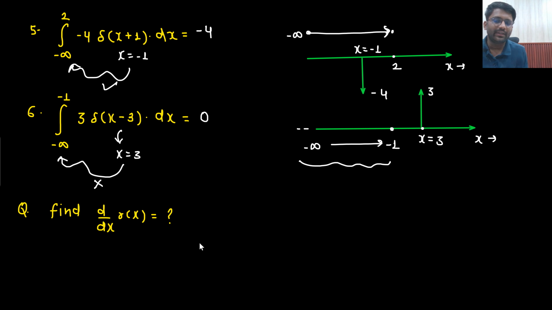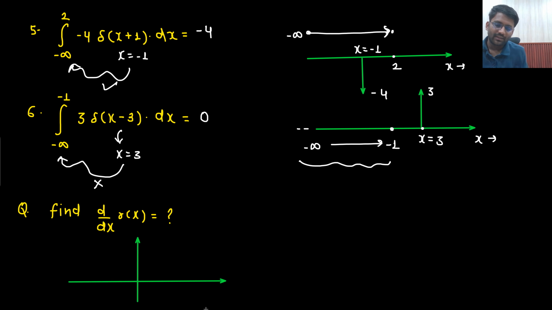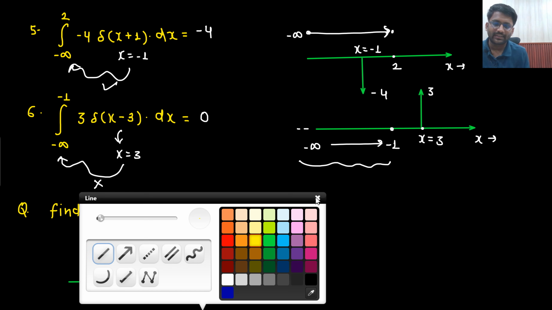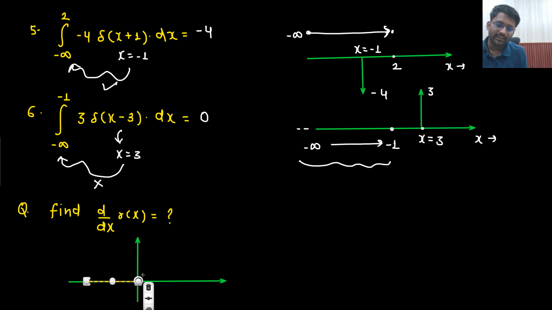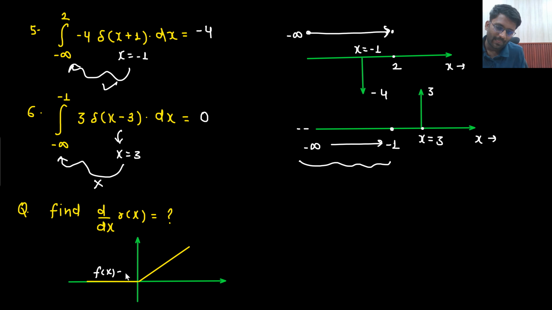Next, what we need to see, what will be the differentiation of Rx? Very, very simple concept, very, very straightforward. Can you draw the graph of Rx? Absolutely, sir. Rx means simply, for x less than 0, the value will be 0. And for x greater than 0, the value will be equal to x. So fx equals to 0 here, and here fx equals to x. This is your Rx graph, R of x versus x.